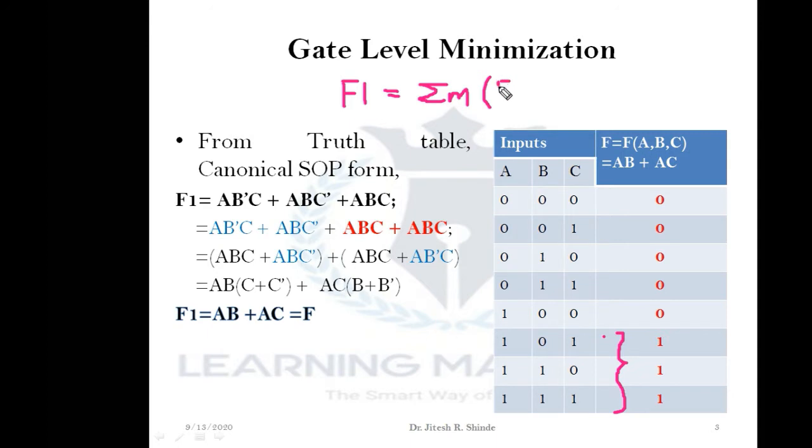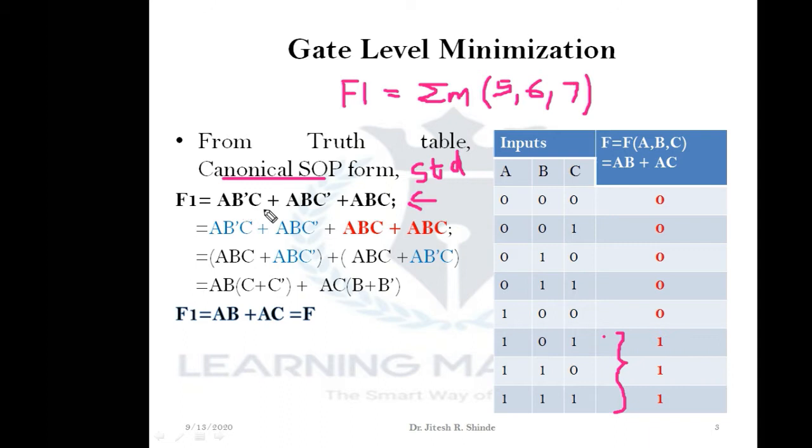So here we are getting the output for combination 5, 6, 7. So accordingly here we are writing F1 equal to A, B bar, C plus A, B, C bar plus ABC. Okay, this is the standard SOP equation we are getting. This is the standard or the canonical SOP equation, because here in each product term all the literals are present, either in true form or in complemented form.